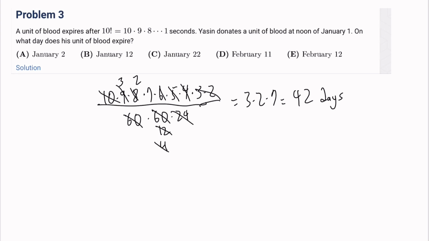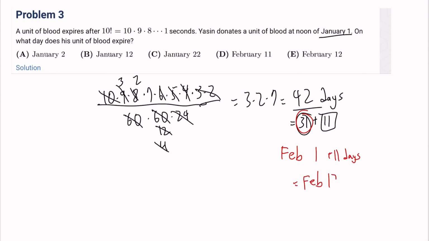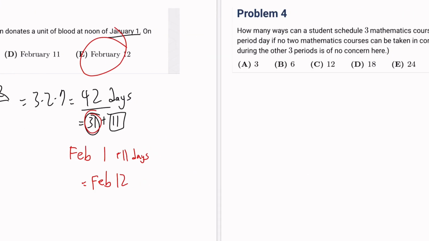Yazin donates at noon of January 1st, so 42 days equals 31 days plus 11 days, so 1 month and 11 more days would go before the unit of blood expires. After 31 days have passed, that will be February 1st, because January has 31 days, and 11 more days means this is February 12th. So the answer is E.